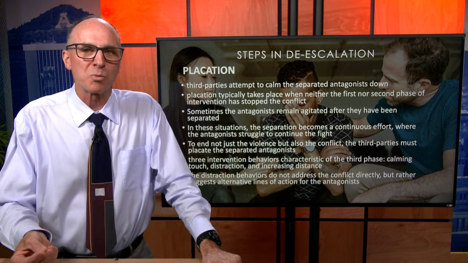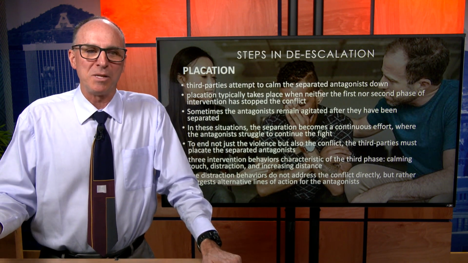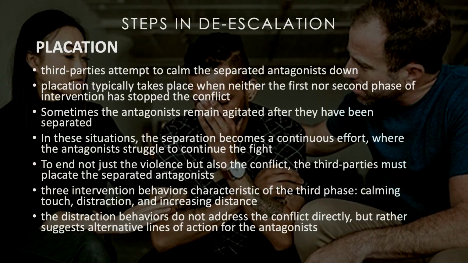If those two phases were not successful, the ones that went on to be successful then involved some placation. Sometimes third parties will attempt to calm the separated antagonists down once they get them apart. Just getting them apart doesn't mean, hey, I'm successful, the conflict's over. A lot of times they want to keep fighting with each other or keep arguing. So what is necessary then in a lot of cases is placation, where the third parties have to calm them down using calming touch, distraction, increasing distance, listening, empathic communication, these kinds of techniques.